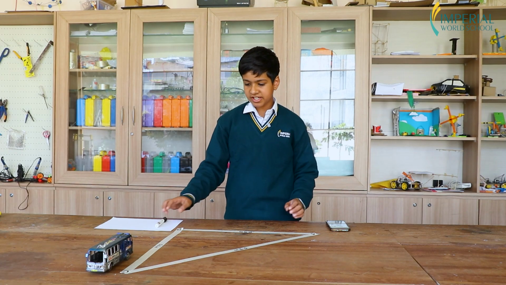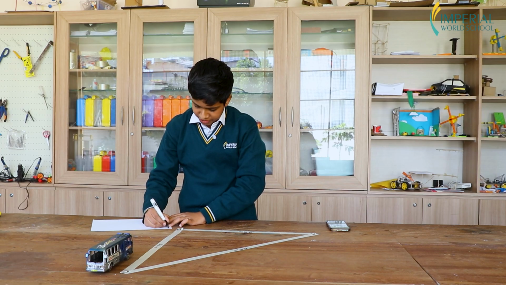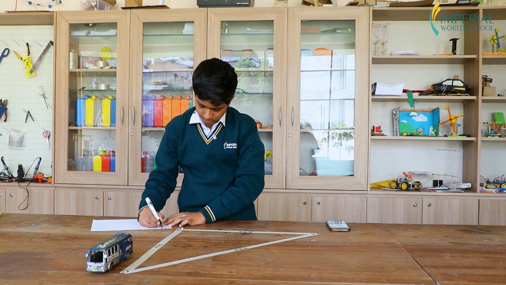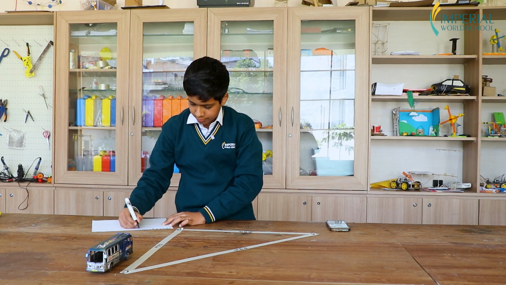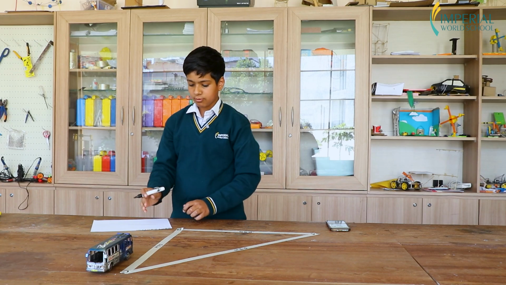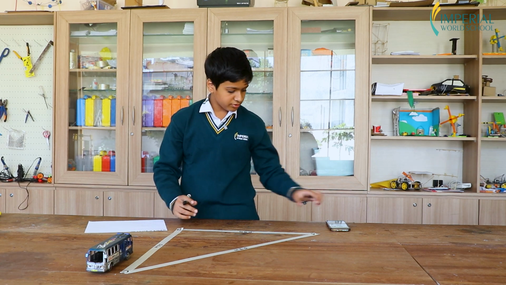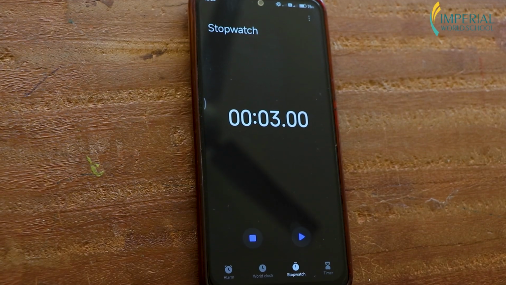So the total distance it travelled from point A to C is 0.5 meter plus 0.6 meter, which is 1.1 meter. So the total distance the bus travelled from point A to C is 1.1 meter. Now the stopwatch says that the total time taken by it is 3 seconds.